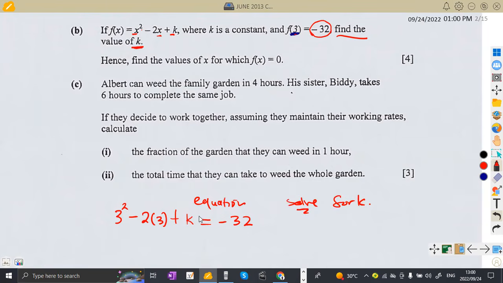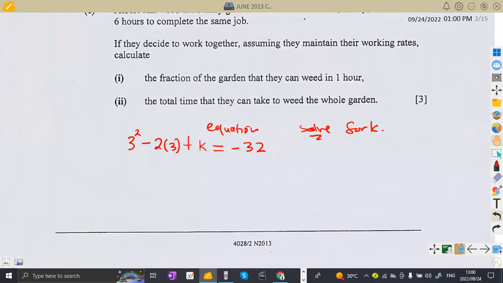Okay, so to solve for k, this is just a normal equation, guys. The way that you solve your equations, we can simplify here. So this was item B, if I'm not mistaken. Okay, so 3 squared, that is going to give us 9, minus 2 times 3, which is negative 6, plus k is equal to minus 32. 9 minus 6, that is 3. So 3 plus k is equal to minus 32.